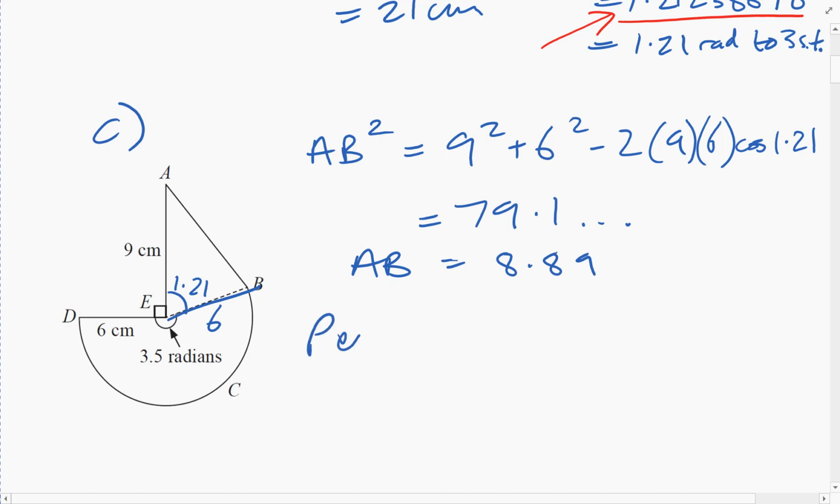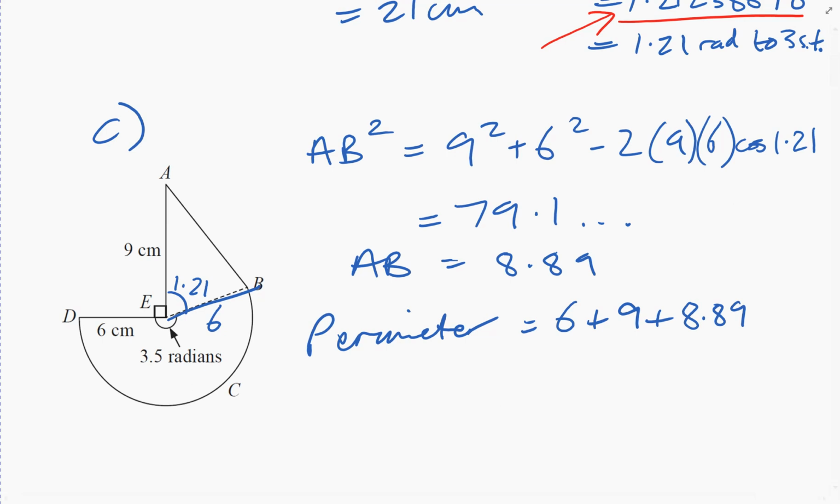And so the total perimeter, we want to add up everything we've got there. So we've got 6 plus 9 plus the answer we've just got, 8.89, plus the answer we got before for the arc length, which is 21. And if you add up all that, that should give you 44.9 to 3 significant figures.